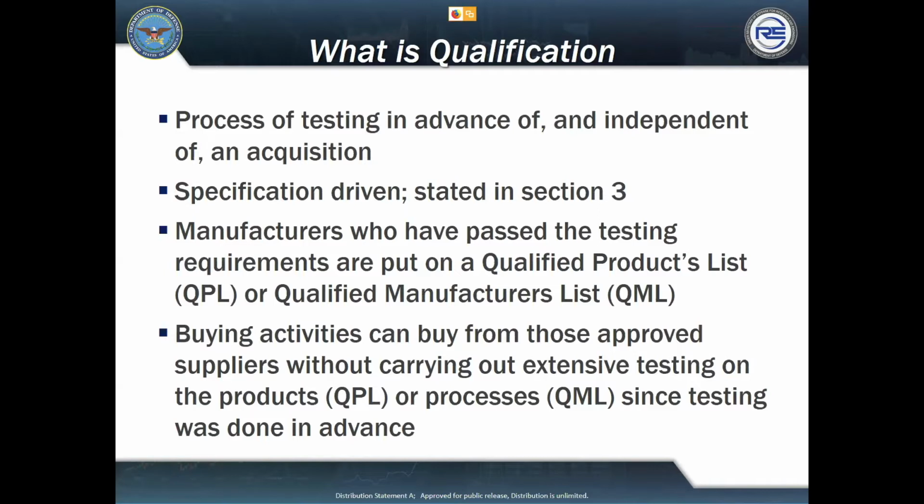Once the specification is approved for qualification, obviously the vendors that have interest are notified, and anybody can qualify. Those that pass are put on the appropriate qualified products list if we're qualifying products, or if we're qualifying processes and materials, they'd be put on a qualified manufacturers list. The QPD obviously tracks both those items, whether it's a QPL or a QML.